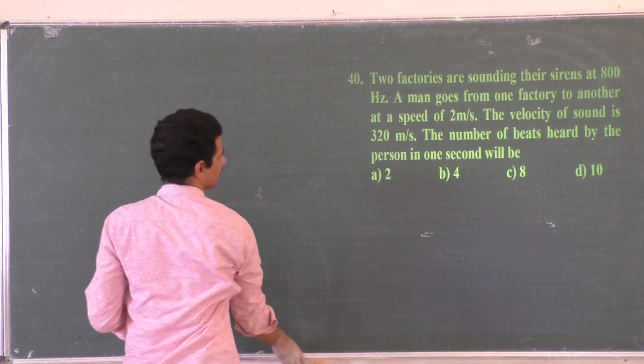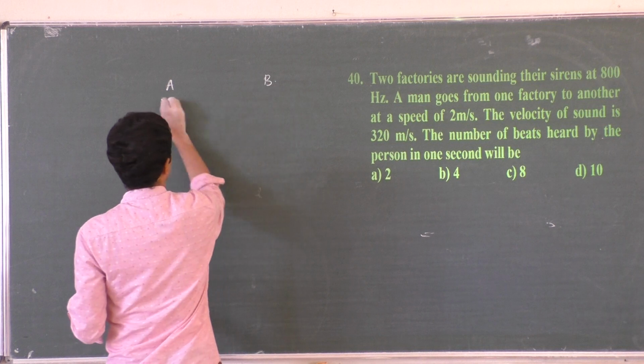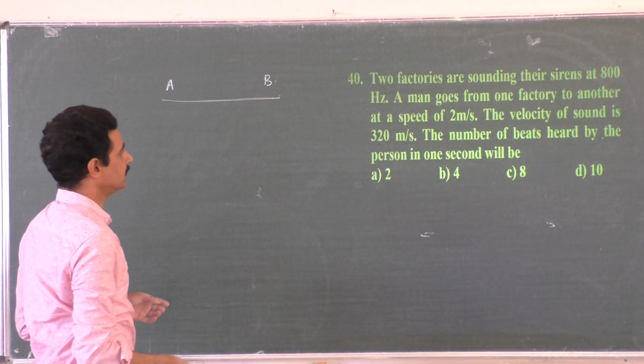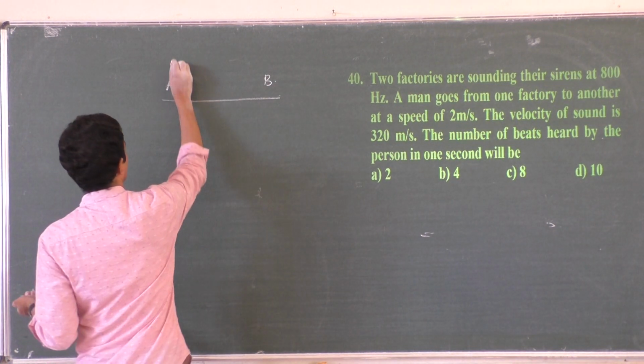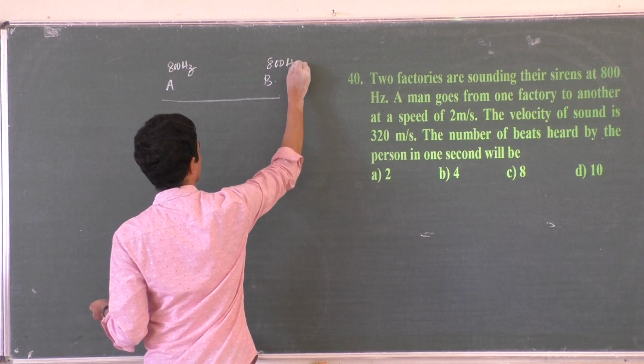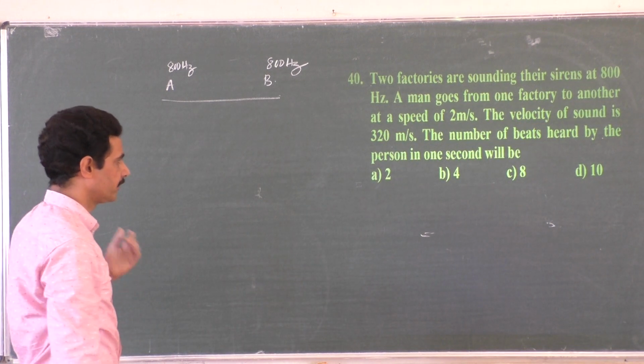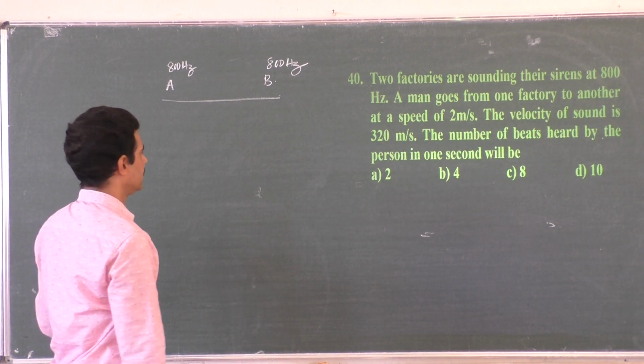There are two factories, A and B. Both are producing sound at 800 hertz. Two factories are sounding their sirens at 800 hertz. A man goes from one factory to another at a speed of 2 meters per second.